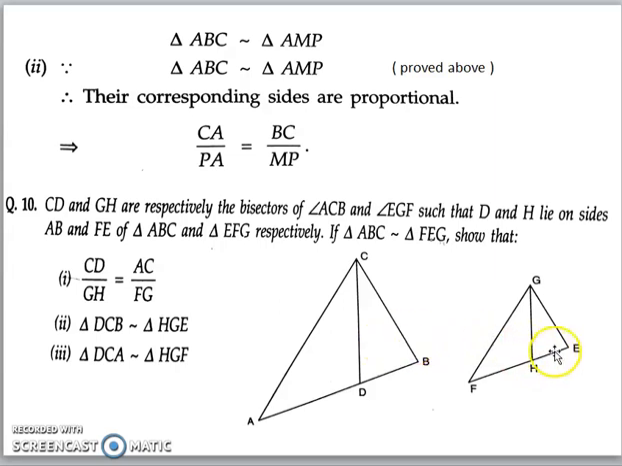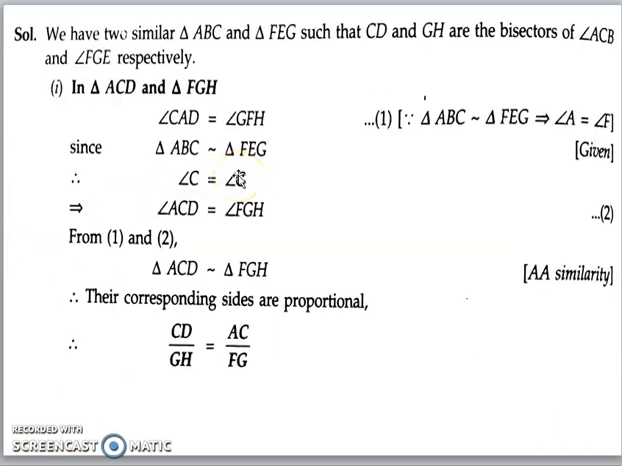Similarly, the other half of the triangle, if you see again here, half of angle C and half of angle G are equal, and angle B and angle E are also equal by the similarity of these two triangles. So CDB is similar to GHE. So the next two parts are also similar. Now by the similarity of this part, DCB similar to HGE, you will get corresponding sides are proportional. So from there you will be getting the first part. So this is the proof of it.